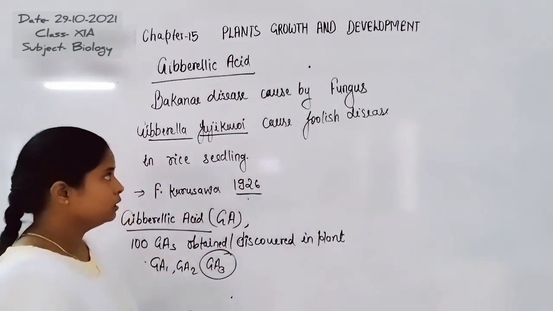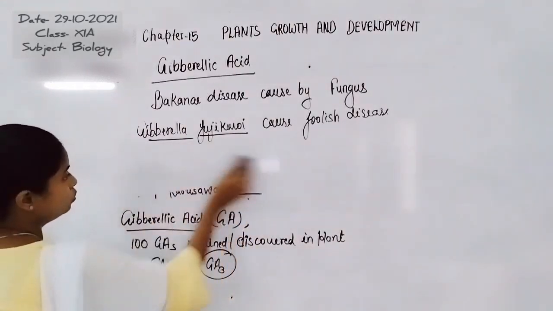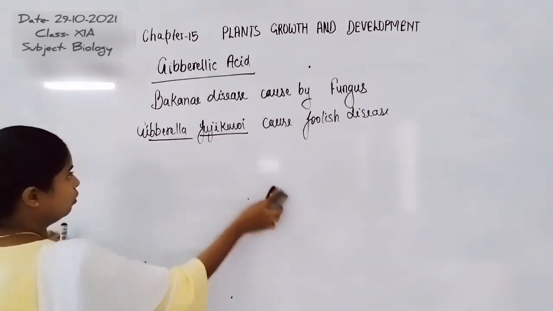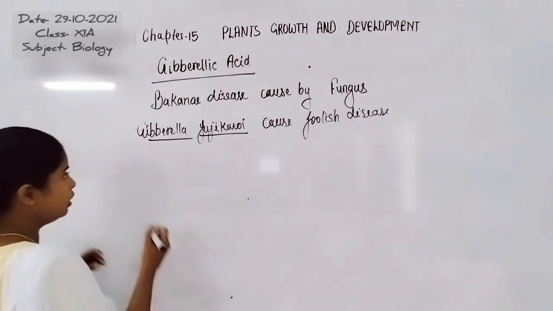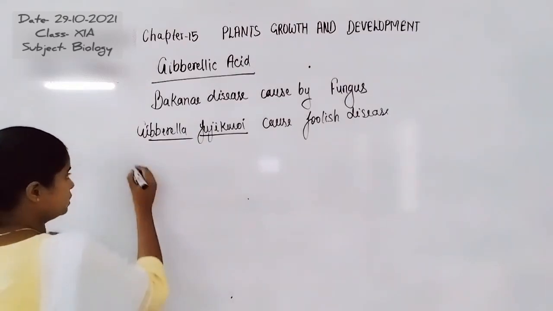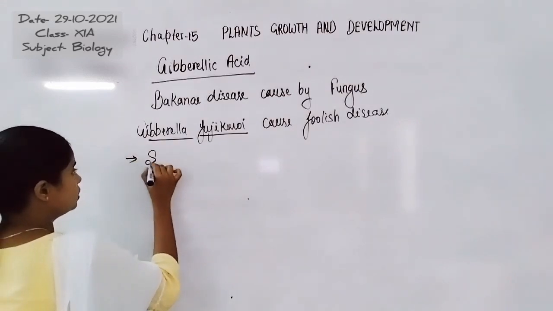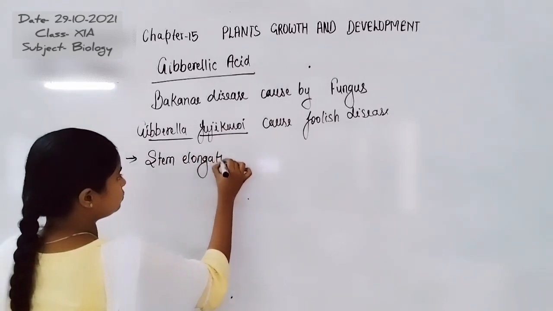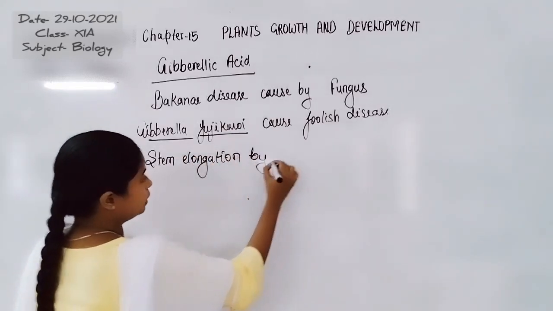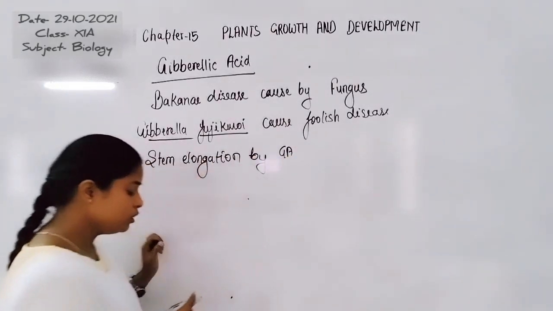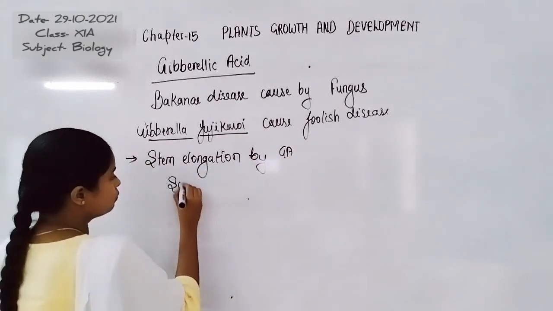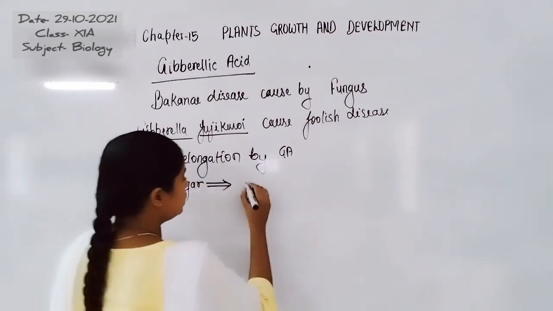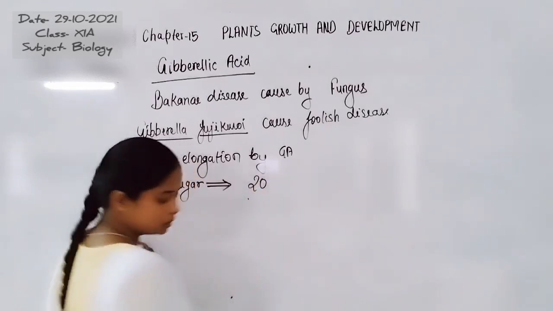these gibberellic acids, they act on the internode of the stem. They enlarge the length of the internode of the stem. So the stem elongation is done by gibberellic acid. Function is simply stem elongation by gibberellic acid. In sugarcane, if the spraying of gibberellic acid is done, the production of sugarcane increased by 20 ton.